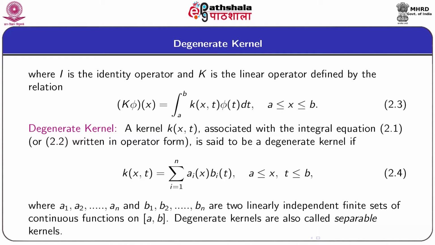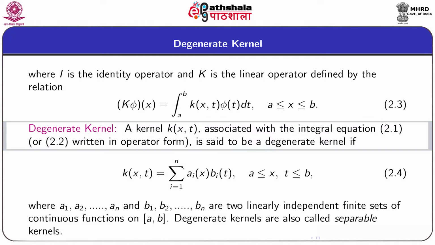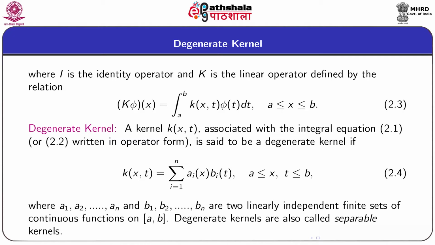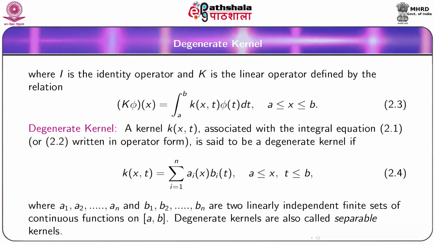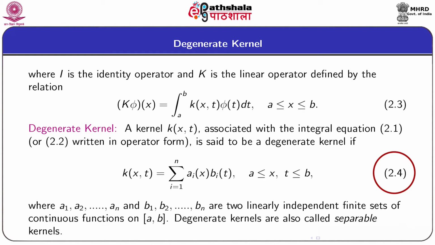Now the question comes, what is called the degenerate kernel? A kernel k(x,t) associated with the integral equation 2.1 or 2.2 is said to be degenerate if this kernel k(x,t) can be expressed as a finite sum of product of two functions a_i(x) and b_i(t) as given in the equation 2.4. Here a_i(x) and b_i(t), i equal to 1 to n, are two linearly independent finite sets of continuous functions on the closed interval [a,b]. Now the degenerate kernels are also called the separable kernel.